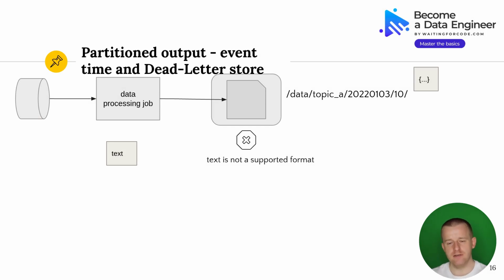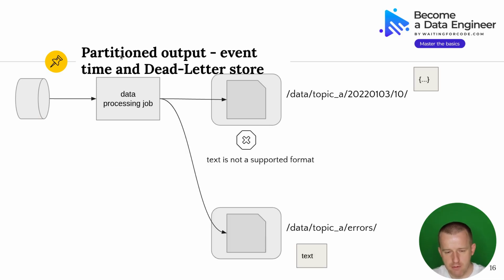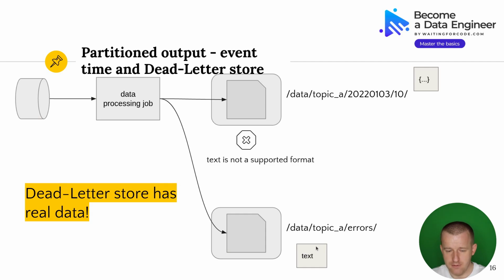So dead letter is something very common in data systems to indicate storing data that cannot be processed or cannot be delivered. So here, instead of ignoring or stopping the job, we will simply catch this parsing error and send it to an errors subdirectory with the data. That's the very important thing to keep in mind. This dead letter store has and stores real data.